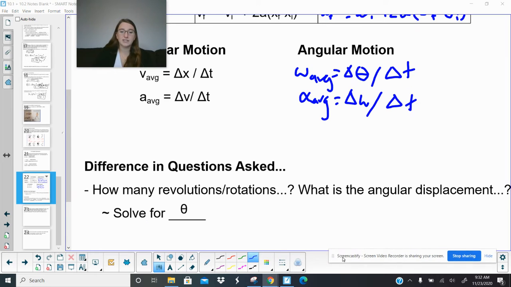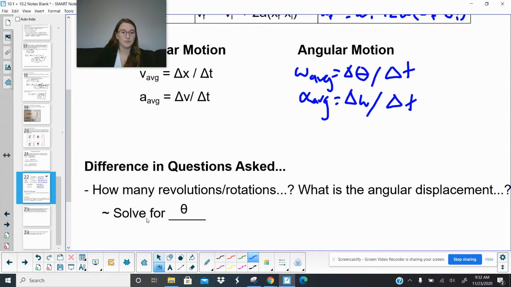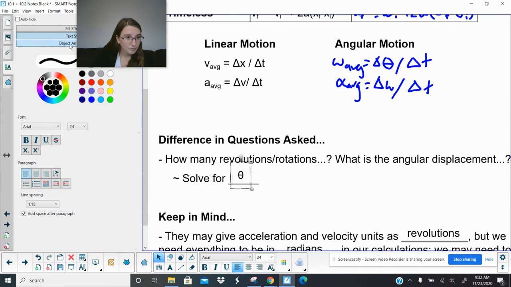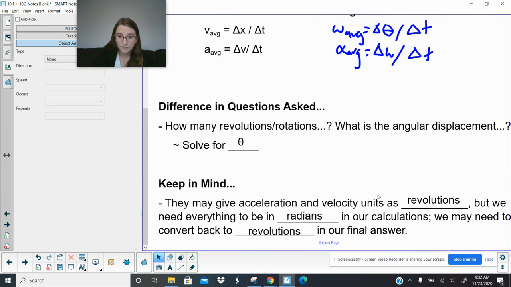Now, oh man, my blank is not there. That's okay. I forgot to do this one. Actually, I can do it real quick. Now I'll just cut this out.